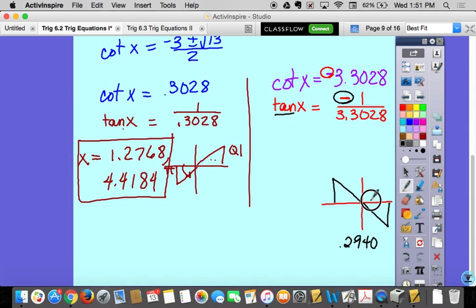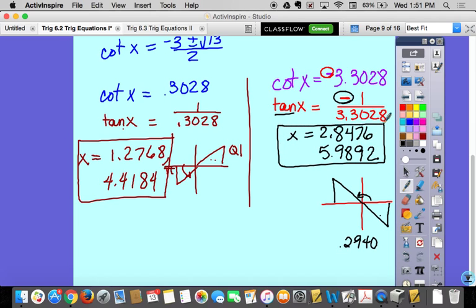But I need that located in second quadrant. So we need to do pi minus that answer. So I got 2.8476. All right, and now I need to do fourth quadrant. That would be 2 pi minus 0.2940. All right, this one is 5.9892. All right, so got some very bizarre looking answers, but those are correct.